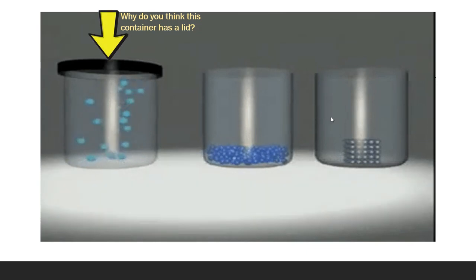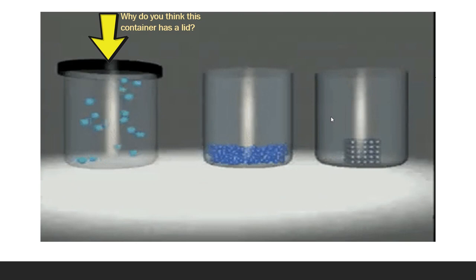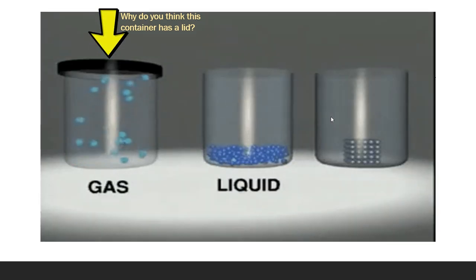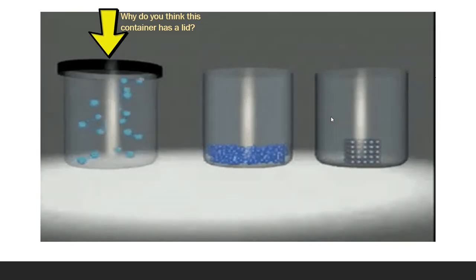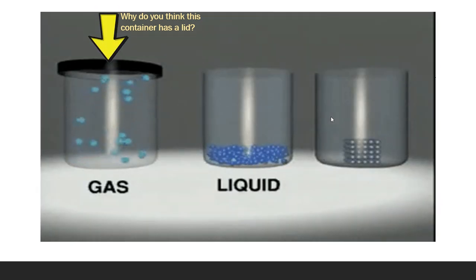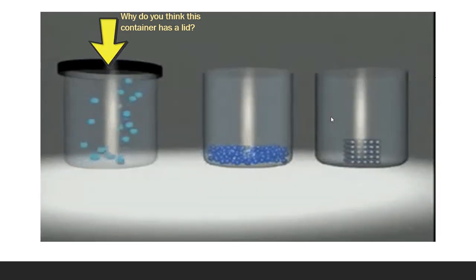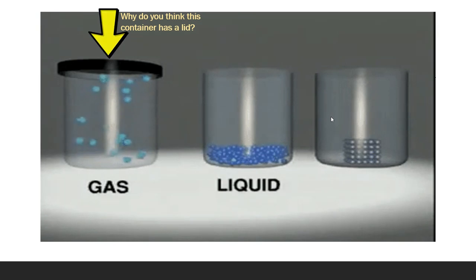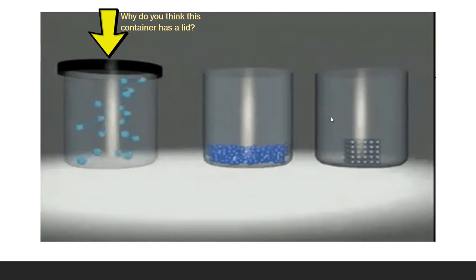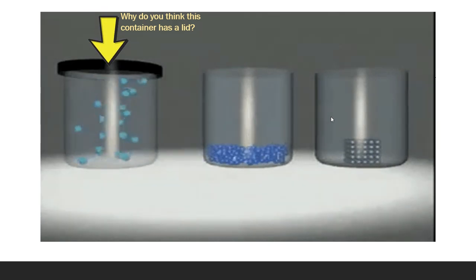Why do you think that container has a lid? Because you see the gas, you see the liquid, and you see the solid. And you see how the molecules are moving in those containers. But on the gas container, it has a lid on it. Why do you think that container has a lid? If you said to hold in the gas molecules, you're absolutely correct. Because remember, the gas molecules are all around us. We can't see the gas molecules.